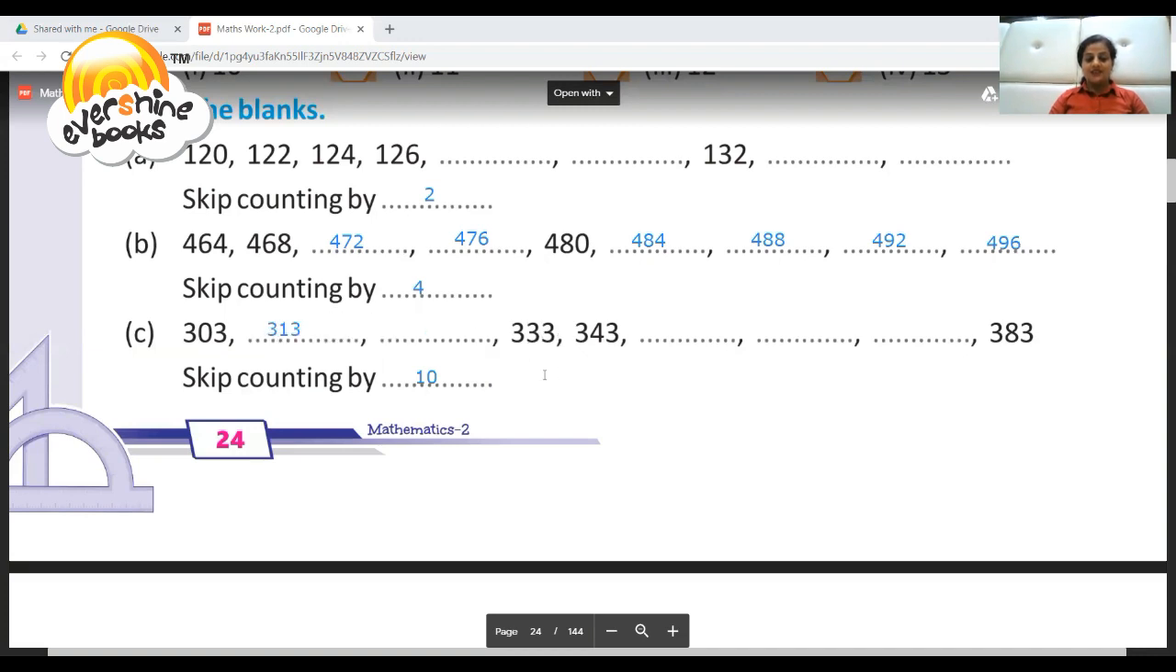What is our next answer? After 313, that will be 323. After 323, 333 is there. 343 is there. 353 is our answer. Next answer is 363. Next answer is 373. So easy and interesting, isn't it, students? Yes, this is very interesting and very easy to do.